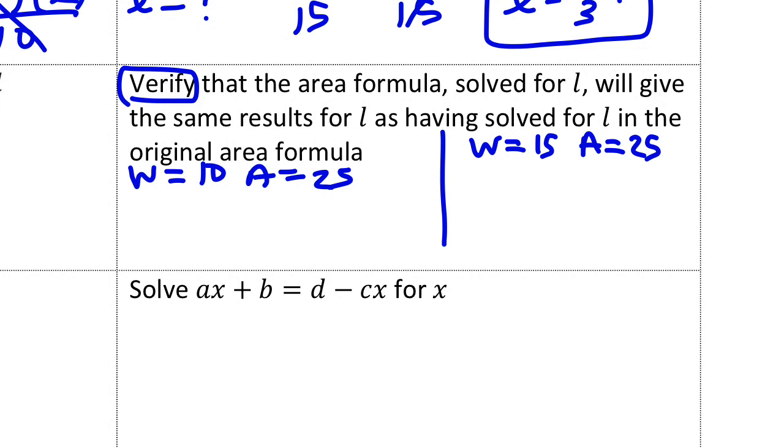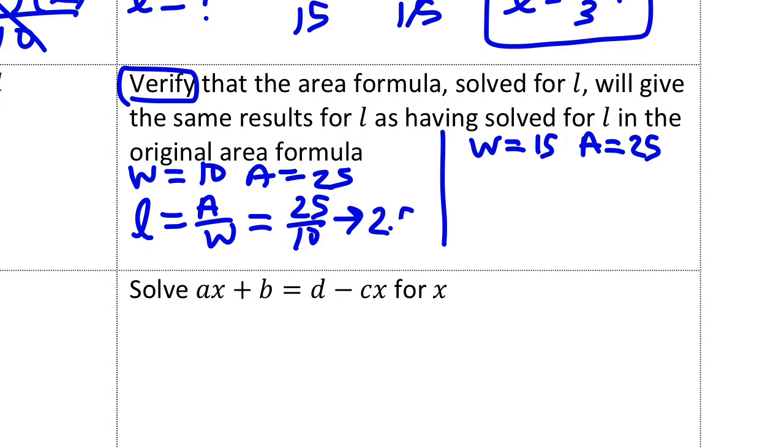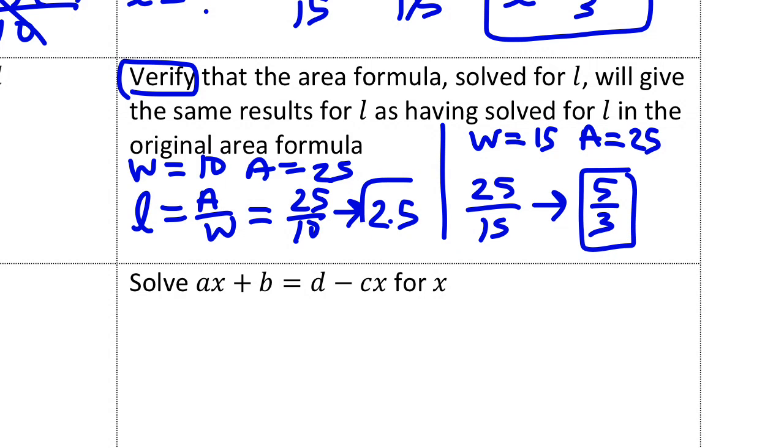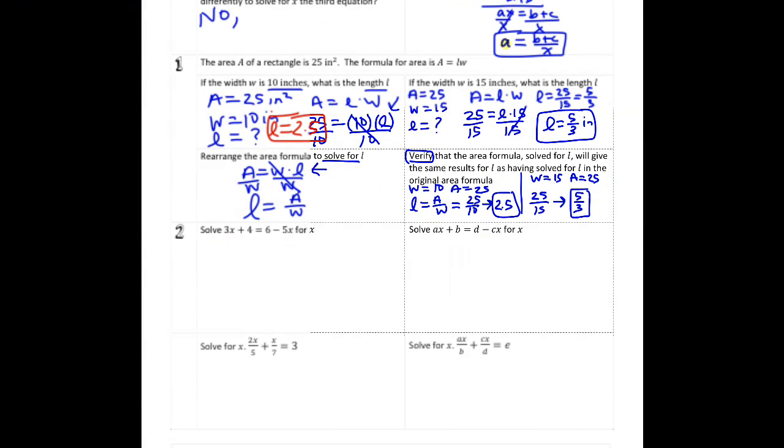Okay, so we have this new formula, length equals the area over width, and I want to see if this gives me the same answer. So 25 over 10, yep, that's 2.5. That's the same answer that we had in the first one. And this one, 25 over 15, simplify it to 5 over 3, and yep, that's the same answer we got in the first one. So you'll see it doesn't matter whether we solve after plugging in or if we solve it right away for that variable, because we know we're going to need it. It's still going to give us the same answer, which is why it's helpful.